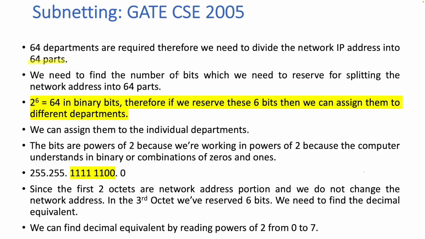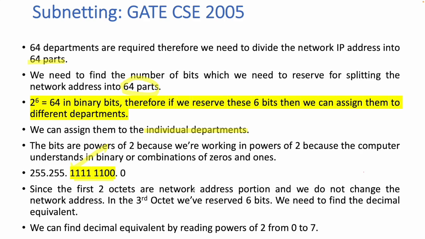We need to find the number of bits which we need to reserve for splitting the network address into 64 parts. So if you fix the MSB 6 bits, then your network will get divided into 64 parts by the reservation of this network, right? From all 6 zeros to 6 ones, you have divided the network into 64 parts, and we can assign them to the individual departments, right?